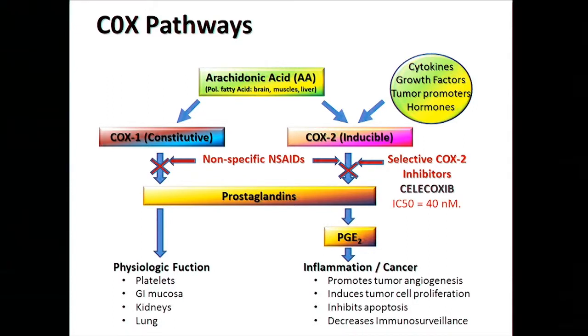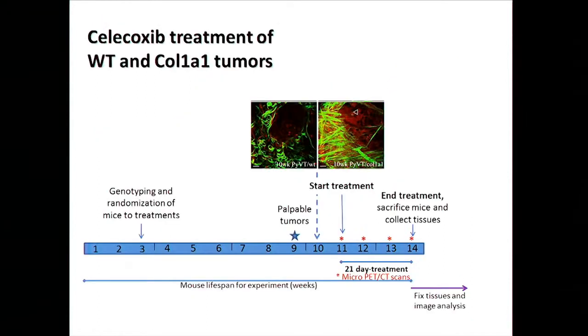When you take aspirin or ibuprofen, you're taking a non-specific drug that blocks both isoforms. There's a selective one called Celecoxib that blocks COX-2, which is the inducible isoform. So what we did is we enrolled our mice on a bit of a clinical trial with Celecoxib. This is an FDA-approved drug for arthritis.